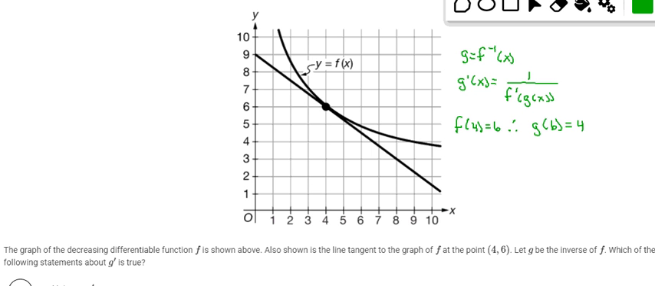All right, keeping that in mind. And now, okay, so since G of 6 equals 4, and we're looking at G prime of 6 is what we're looking at here. So G prime of 6 is going to be F prime G of 6.